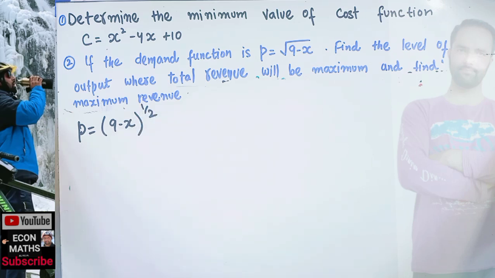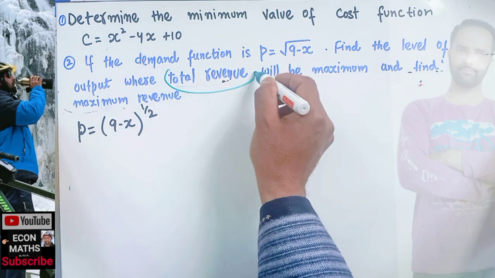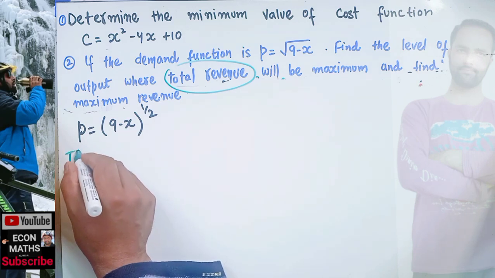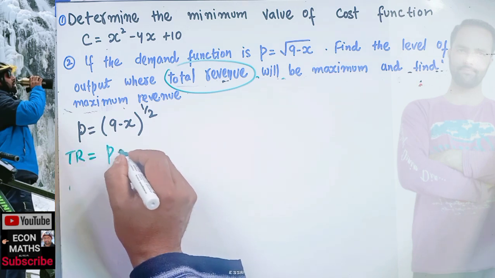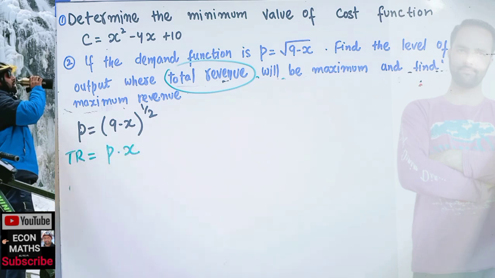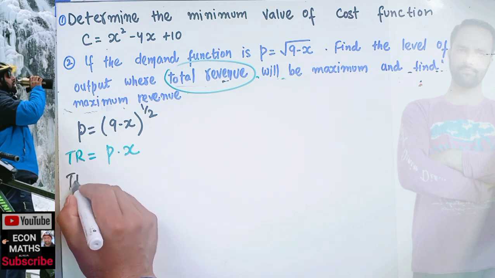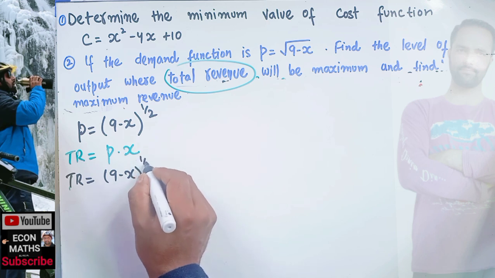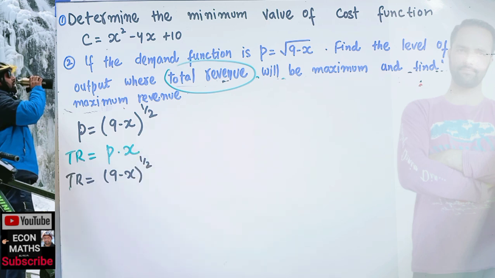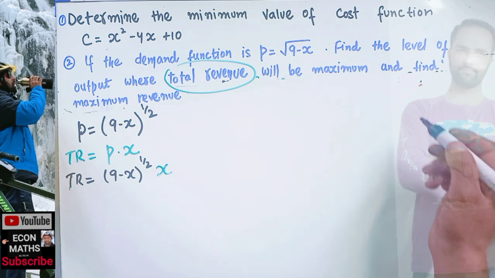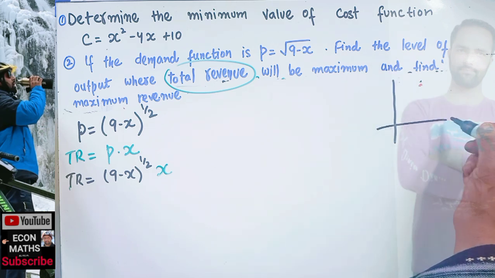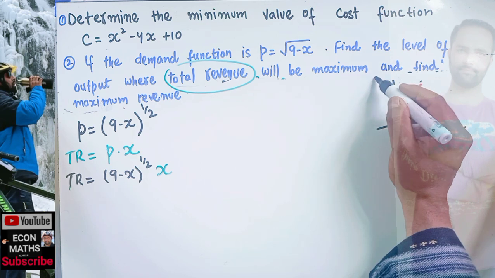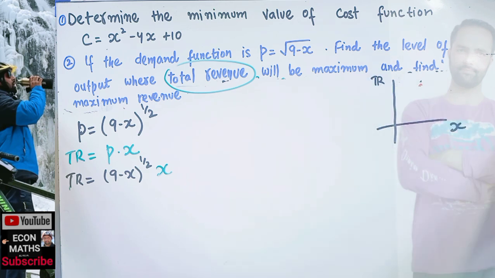Simple thing. First we need to find the total revenue, and total revenue we know is nothing but price times output. That means total revenue will be equal to (9 - x)^(1/2) times x. If we draw the graph of this function, we have x, the output, on the horizontal axis, and total revenue on the vertical axis.